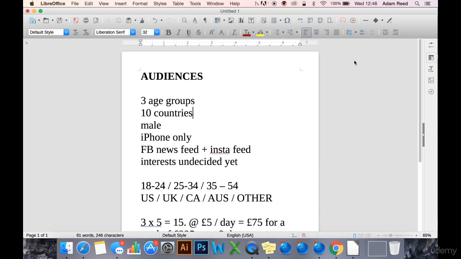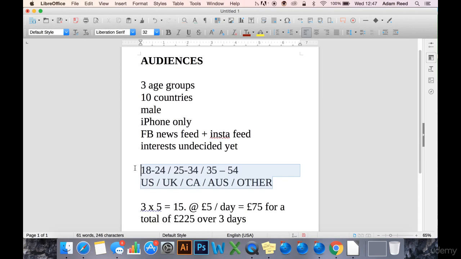Today is Wednesday. It's early in the afternoon here in the UK, and I've just been brainstorming this morning about how to go about testing this product, and I've decided that I'm going to spend £75 a day over a period of 3 days for a total of £225, and that is broken down into 15 different ad sets here.